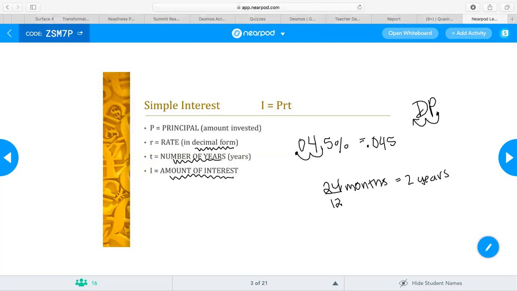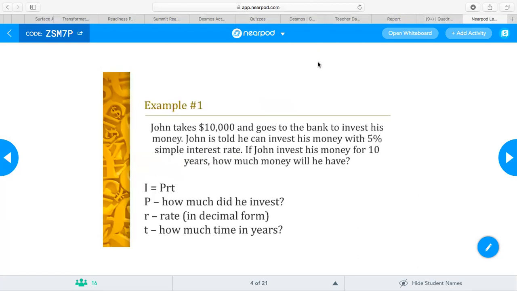So let's look at an example. John takes $10,000 and goes to the bank to invest his money. Pause. $10,000. What would that represent? The P, because that's how much I invested. This is how much I start with, $10,000.